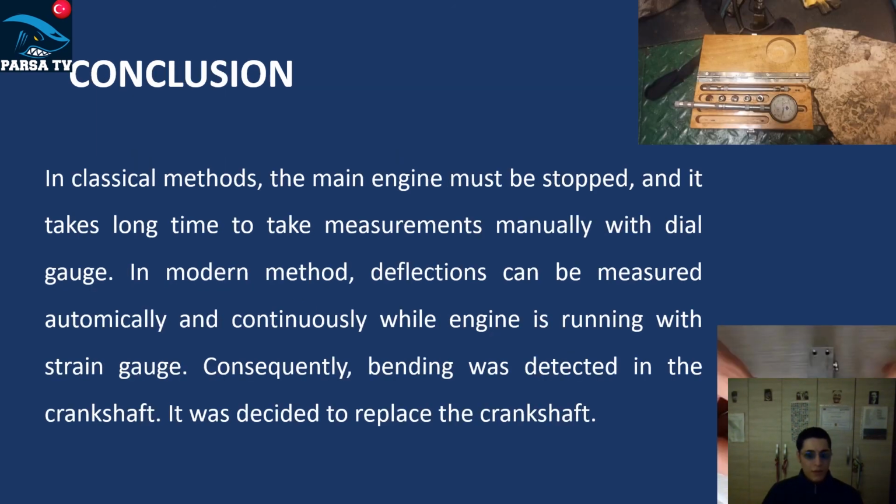And end of the slide. Conclusion. In classical methods, the main engine must be stopped, and it takes a long time to take measurements manually with the dial gauge. In the modern method, deflections can be measured automatically and continuously while the engine is running with a strain gauge. Consequently, bending was detected in the crankshaft. It was decided to replace the crankshaft.